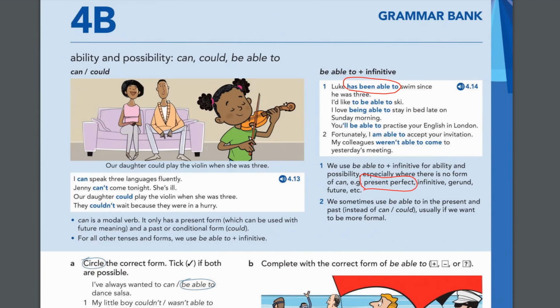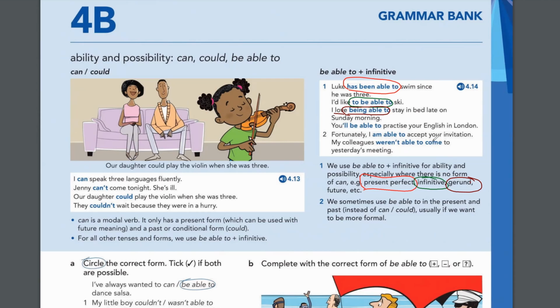Okay. Now we've got here, I'd like to be able to, that is the infinitive, right? I'd like to be able to, that is the infinitive. And then the last one is here, gerund. We can also use ability for gerund. I love being able to. See, I love being able to stay in bed late on Sunday morning.